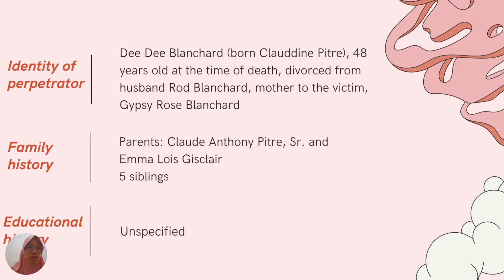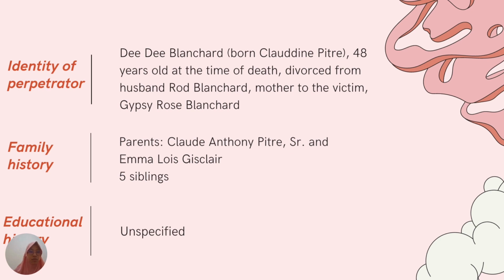So let's analyze Didi Blanchard as the perpetrator of Munchausen syndrome by proxy. The identity of the perpetrator is Didi Blanchard, whose birth name is Claudine Pitre, and she was 48 years old at the time of her death. She is divorced from her husband Rod Blanchard, and she was the mother of the victim, Gypsy Rose Blanchard.